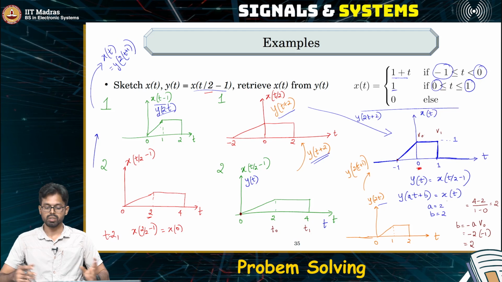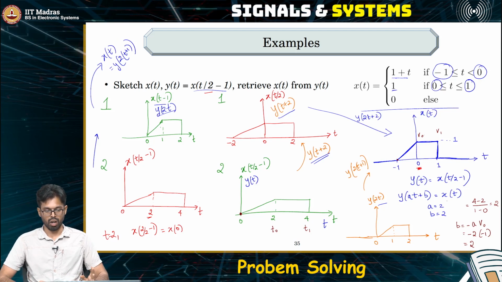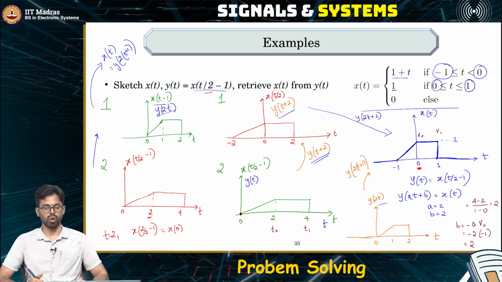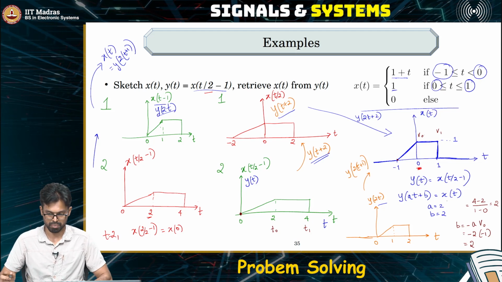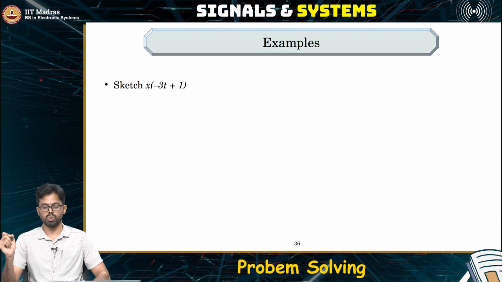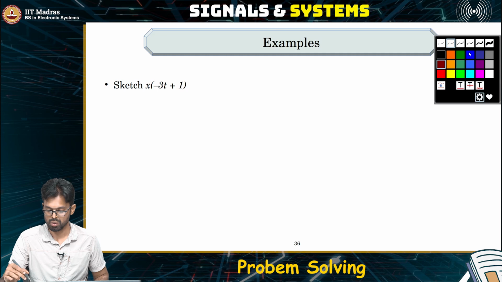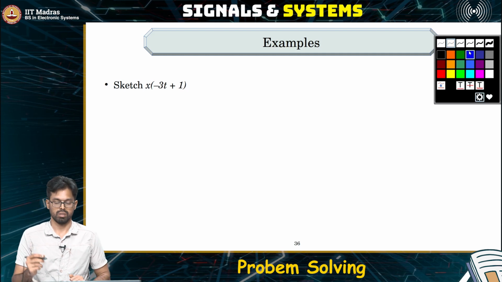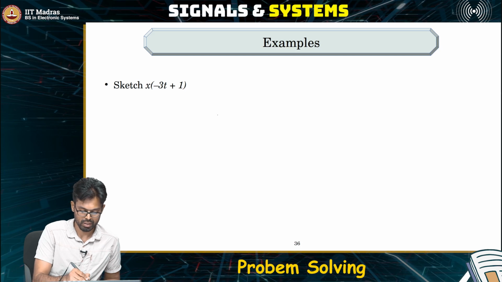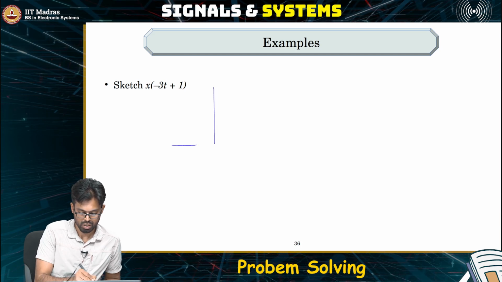So this gives a complete picture of how to shift a signal, how to reverse the signal, and how to figure out the shift and scale values. Now let's do another example. You're going to work this example out, okay. I'll probably just give quick hints of how to do this.